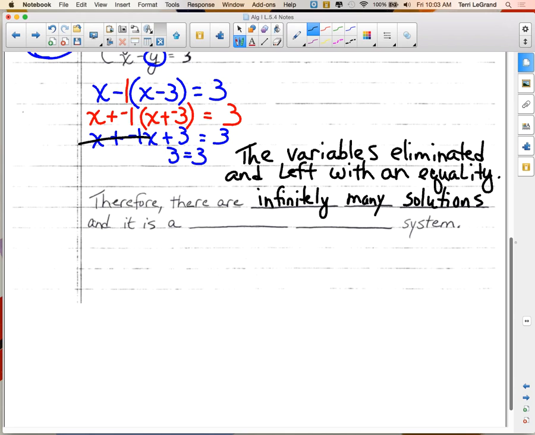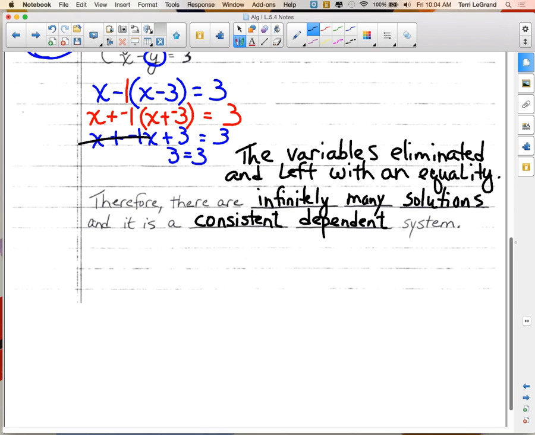There are infinitely many solutions. That means there's at least one, so that makes it consistent. And when there are an infinite number of solutions, it's not independent. It's not one solution. It's dependent. So we have, again, 2 choices.